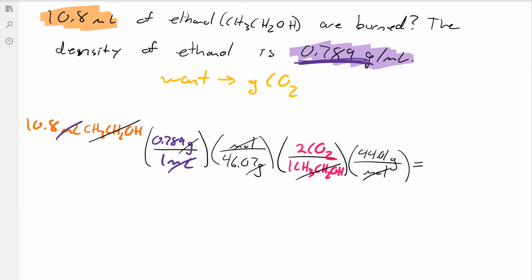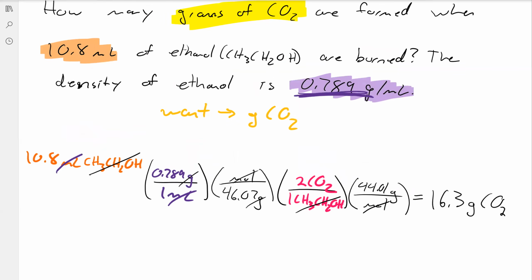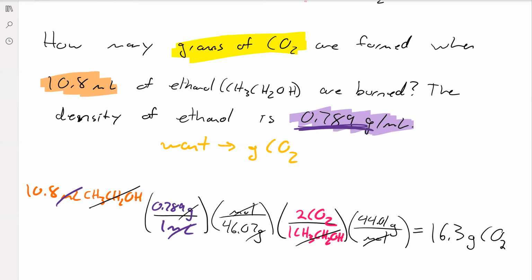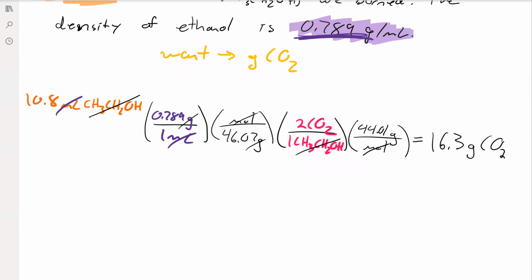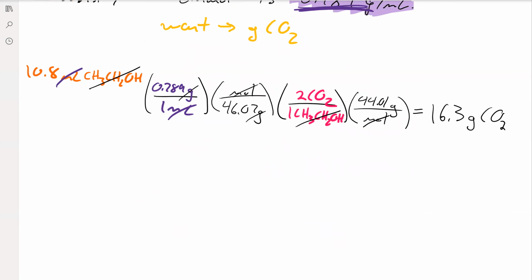So now I can go ahead and plug this all into my calculator, and then I get 16.3 grams of carbon dioxide. Again, that might have looked easy because I did it. The question is, can you do it without any kind of external assistance? And of course, the only way to find that out is through practice.